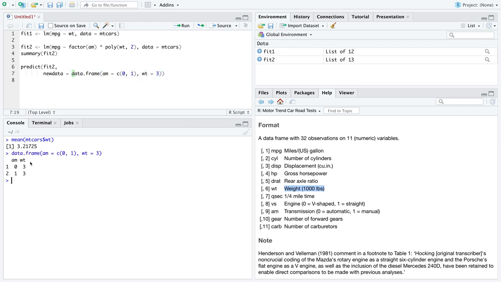This is a data frame with 2 rows. The first row is an imaginary car that's an automatic transmission and weighs 3,000 pounds. The second car is a manual transmission and weighs 3,000 pounds. If we pass this as an argument to the variable newdata in the function predict, then what we get out is a prediction for a 3,000 pound automatic car from our model.